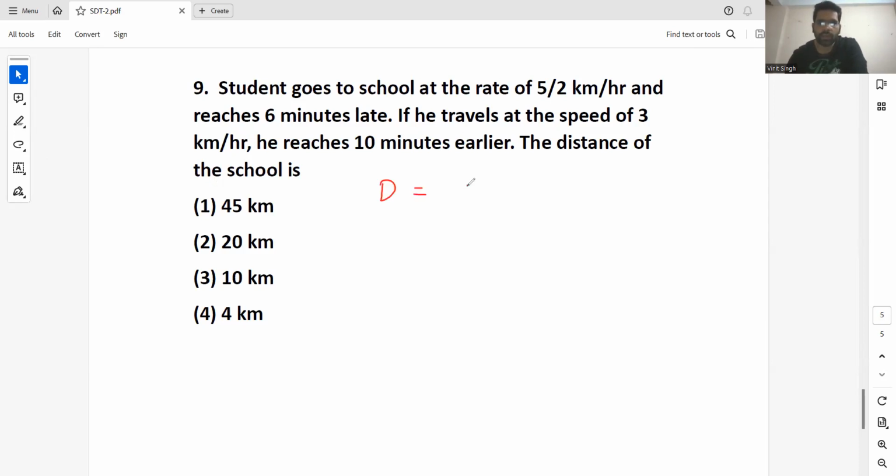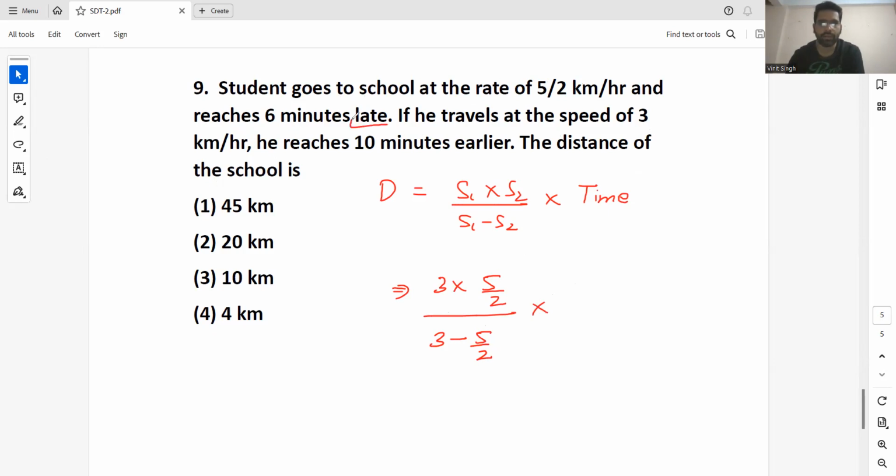Simple formula: S1 into S2 upon S1 minus S2, into time. Now 5 by 2 and 3 are given, so here we will take 3 as S1 and 5 by 2 as S2. Now 3 minus 5 by 2. Here is late, here is earlier. We will add these two numbers. Time will be divided by 60 because the time is given in minutes.